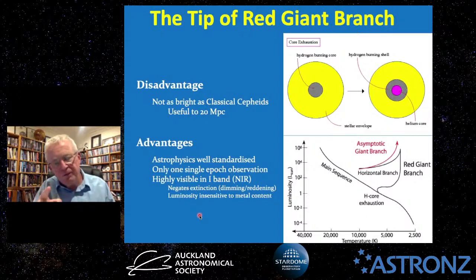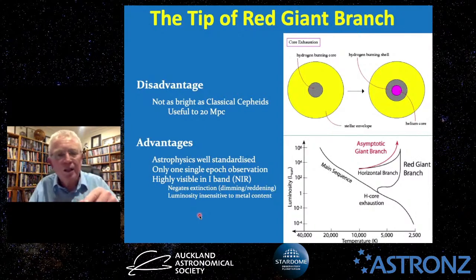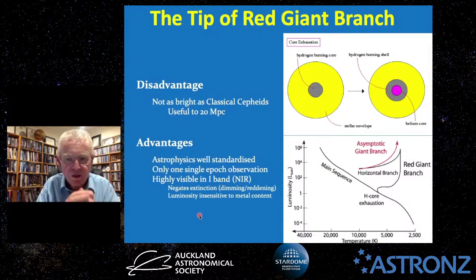The other thing, remember Cepheid variables: if you get it wrong with your metallicity, your metal content in the star, you can get your data thrown out. The luminosity in the near infrared is insensitive to that. It's independent of the metal content of the star. So once again, that's another big advantage of using the tip of the red giant branch.